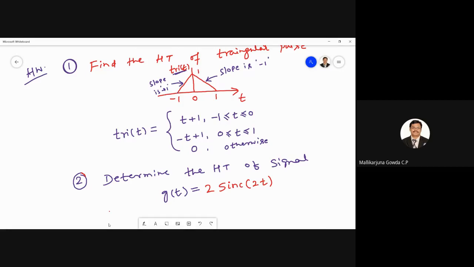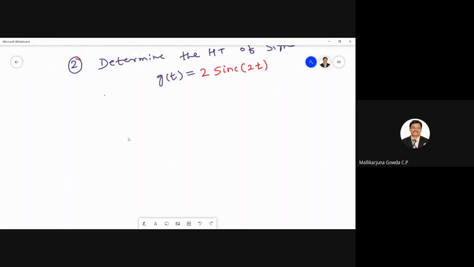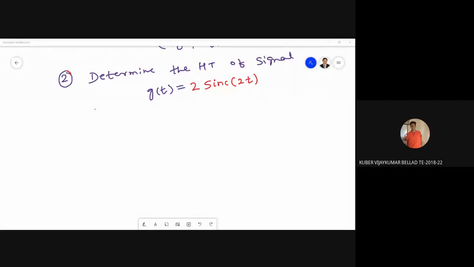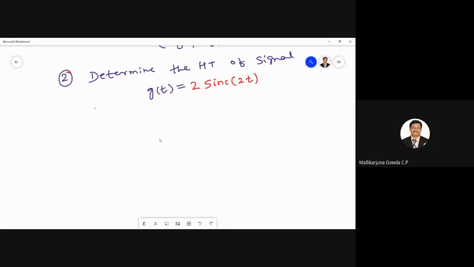Okay. So now we'll try to discuss the properties of Hilbert transform. Have you noted? Yes, sir. Okay. So now let us discuss the properties of Hilbert transform.